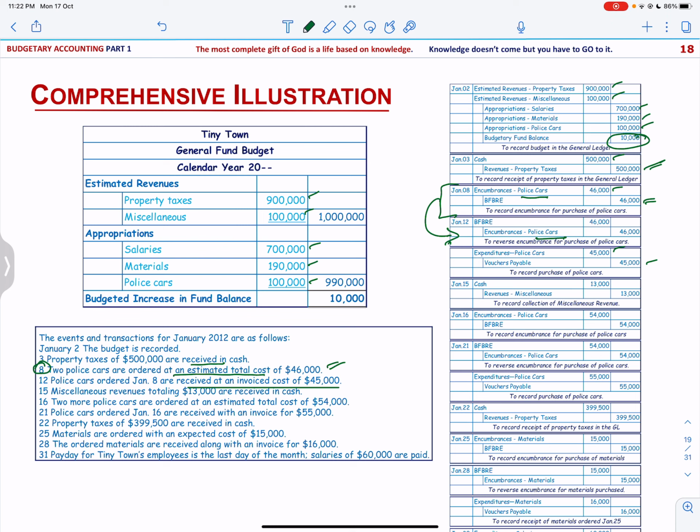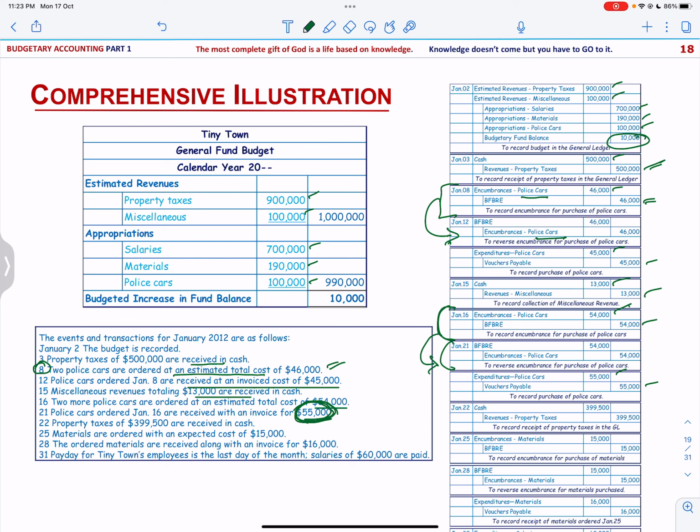Then they have received 13,000 for miscellaneous revenues, and so cash is debit and revenue miscellaneous is credit for 13,000. Then two more cars are ordered at an estimated total cost of 54,000. So encumbrance is debit and budgetary fund balance reserve for encumbrance is credit by 54,000. And then they are receiving these cars in the next transaction for 55,000. So first of all, this journal entry is going to be reversed because the transaction has been completed. They have received the whole order, and then we record the expenditure as debit and vouchers payable as credit for 55,000.